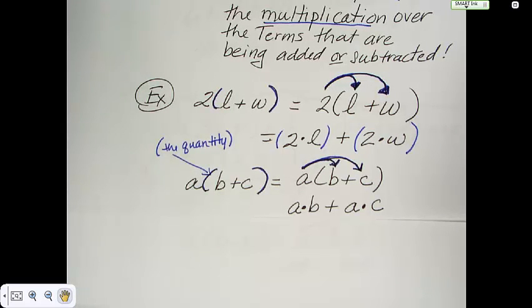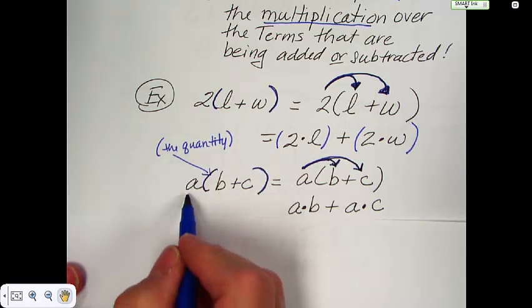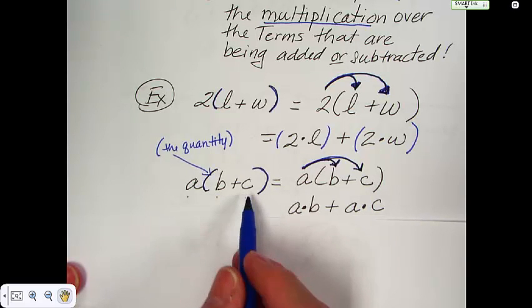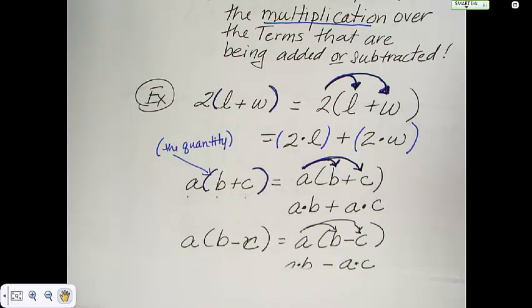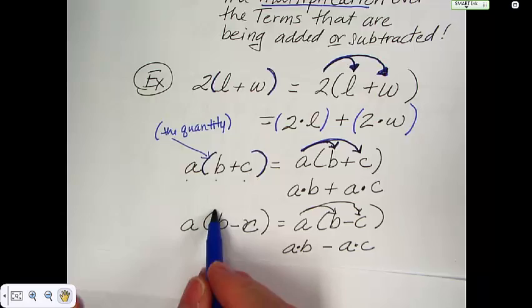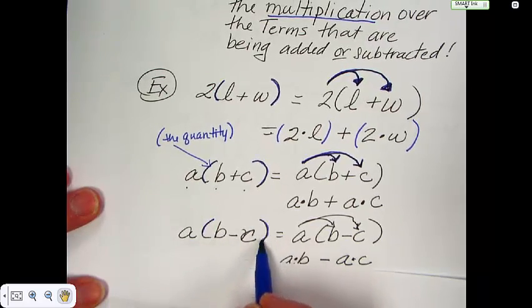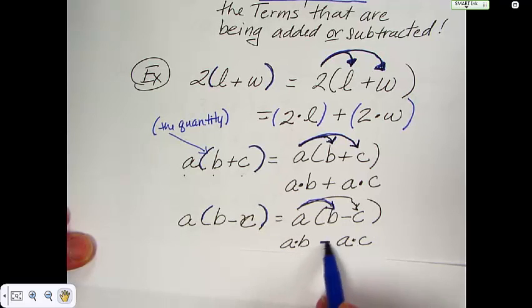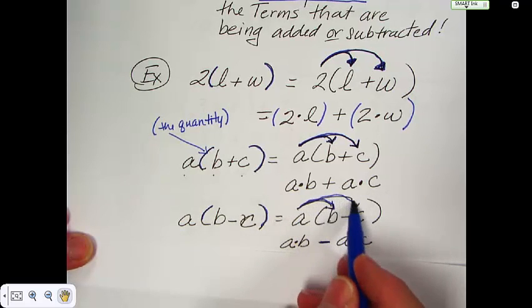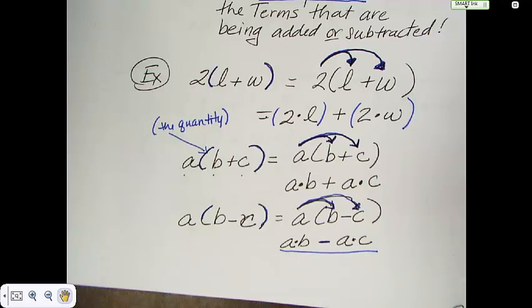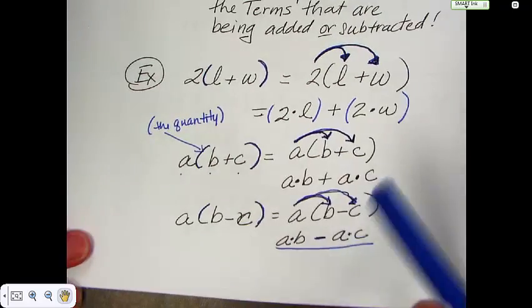Now, in the real world, it's just going to be a number. This could be a number, and this could be a variable. And then you would end up with something a little bit different. Now, just to show you, it also works in subtraction. A times the quantity, B minus C, equals A times B minus A times C. And that's what it turns out to look like. Okay? Not too bad. Not too bad at all.